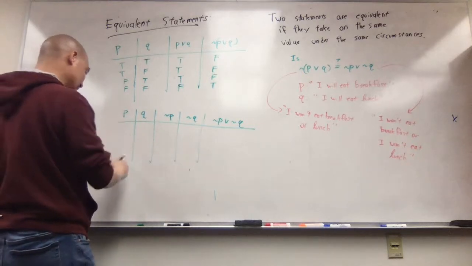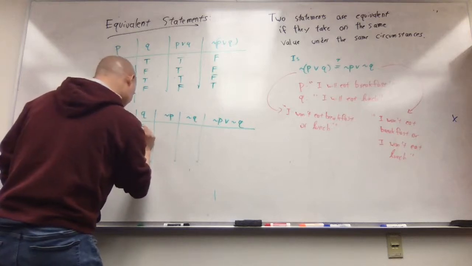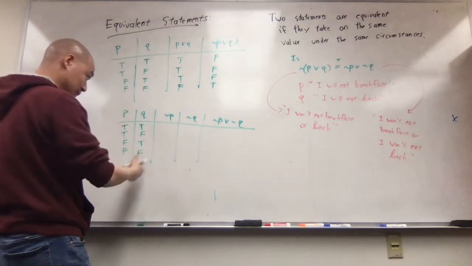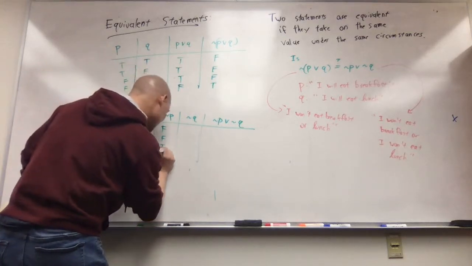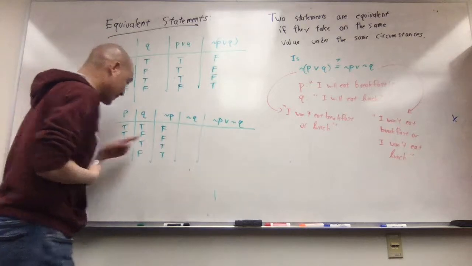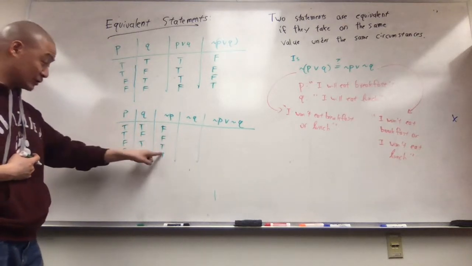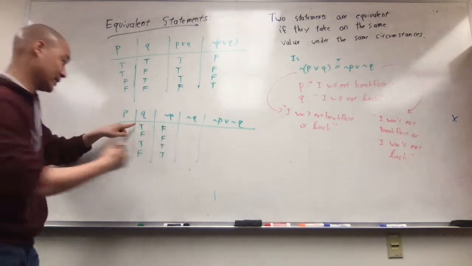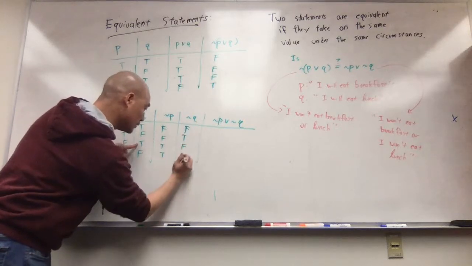And so my possible P's are still true, true, false, false. My possible Q's are still true, false, true, false. And then not P is going to be false whenever this guy's true and true whenever it's false. And not Q is the opposite, right? So it'll be false, true, false, true.